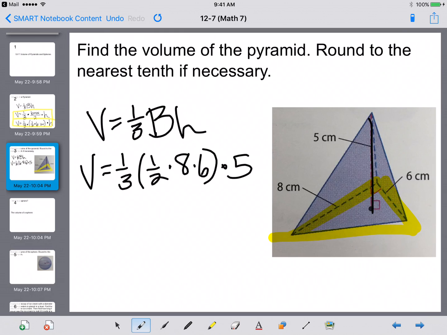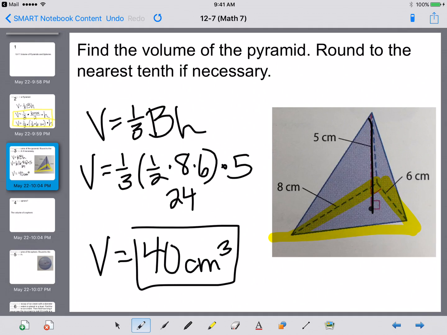So I'm just going 8 times 6 is 48, divided by 2 is 24, times 5. And then remember, timesing by 1/3 is the same thing as dividing by 3. So I have 120 divided by 3, and our volume ends up being 40 centimeters cubed. So you can always look at this 1/3 as dividing the entire thing by 3. Or if you multiply by 1/3, you're still going to end up with the exact same answer.